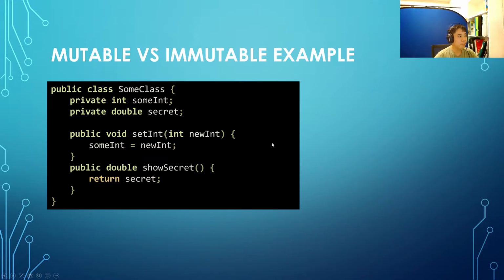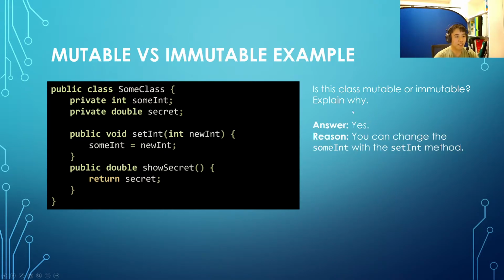So here's an example. Is this class mutable? And can anyone explain why? It's mutable because you can change the value of some int with the setter method. Correct, that's good. Perfect. It is mutable. Why did I say yes? Well, it's mutable.